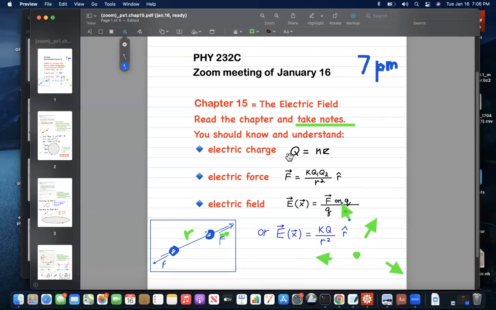So these are the kind of equations you should have written down in your notebook as you were reading chapter 15. And these are the equations that we use in doing the homework problems.